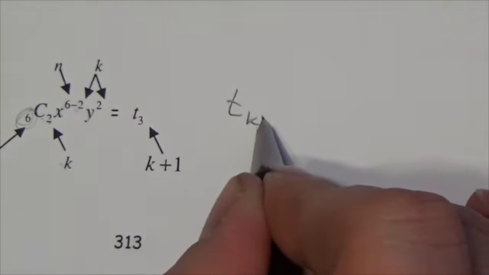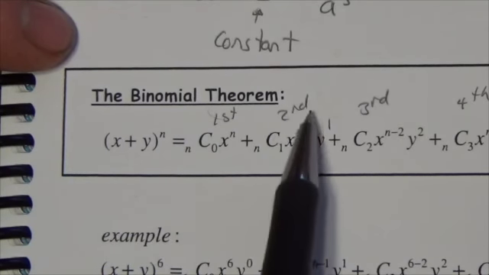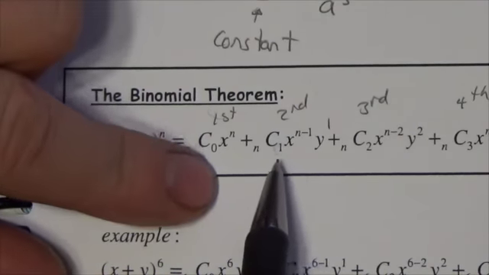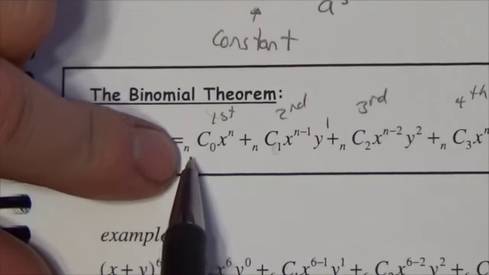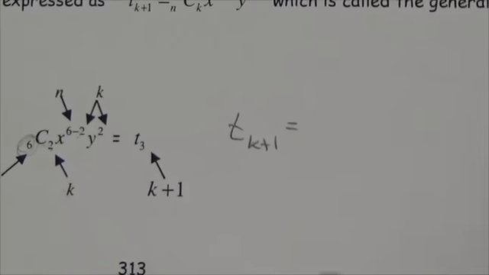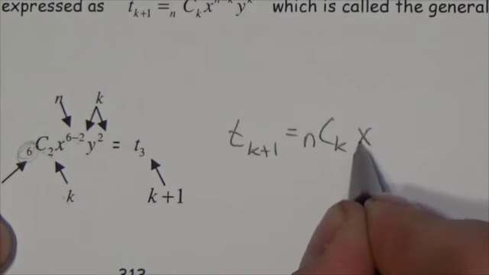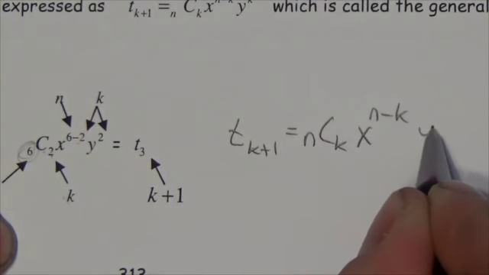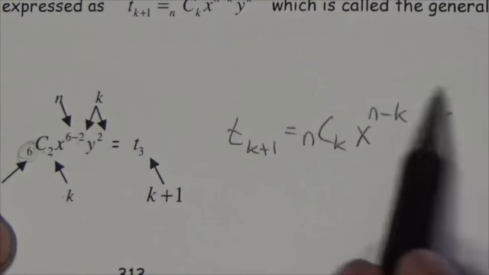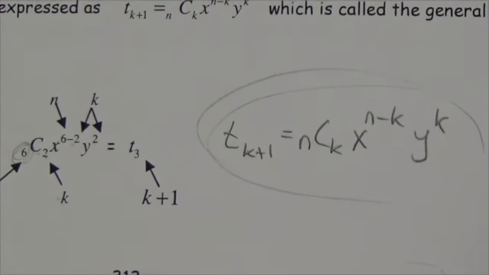This is t sub k plus 1. Because if you look up here, notice that the term number, first term, was always larger than the value that we're finding the combination of there. So n choose 0 was the first term, n choose 1 was the 2nd term, and so on. So t sub k plus 1 is going to equal n choose k, x to the n minus k, y to the k. And so this is an expression that we can use to help us find specific terms in an expansion without having to go through and do the whole thing here.